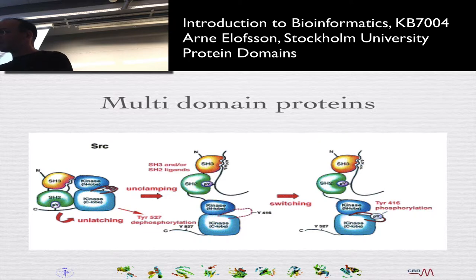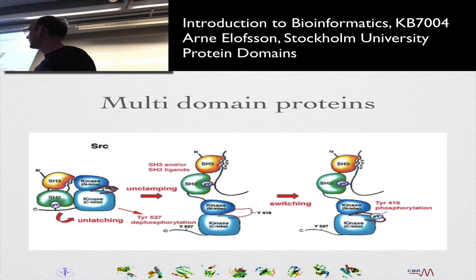So just to show an example of a multi-domain protein. This is a typical example where you have an SH3 domain, an SH2 domain, and a kinase, which has two domains also. Functionally, SH2 and SH3 bind to something, and then they get phosphorylated, and then you have a signal that can give another phosphorylated domain. So it's a way for the function to move along.